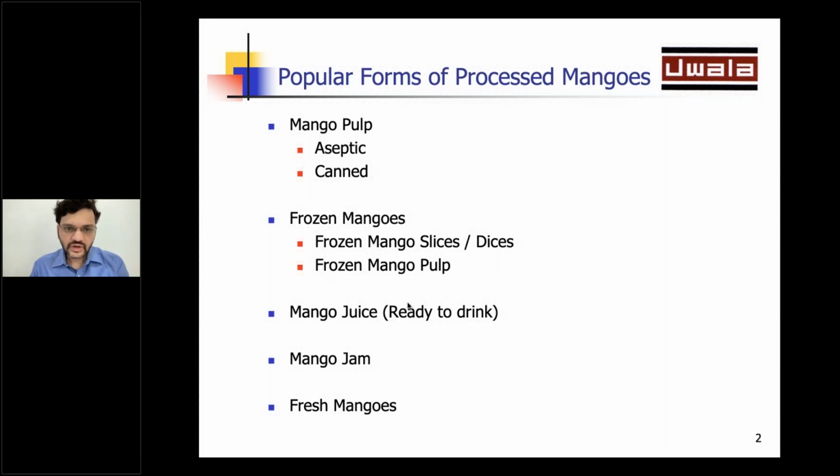So now we will look at each of these popular forms of processing. What is the technology involved behind it? What are the machines involved behind it? So that you have a fairly good idea about what we mean when we say that mango is processed in aseptic form, or the mango is frozen in the form of slices or dices. My expectation is that at the end of this presentation, the audience will be able to have a much better perspective of what these different processing technologies are.